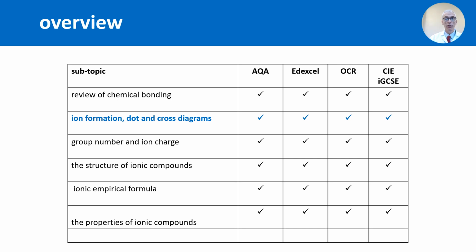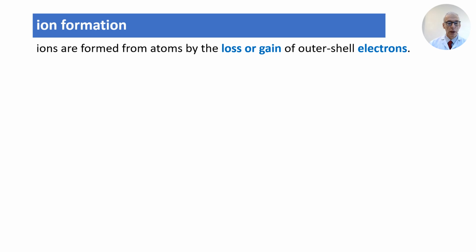Moving on to ion formation and dot and cross diagrams. So ionic bonding is centered around the formation of ions, which come from atoms by the loss or gain of outer shell electrons. For instance, if sodium and fluorine react: sodium 2,8,1, 2 electrons in the first shell, 8 in the second and 1 in the third. Fluorine, 2 in the first, 7 in the second.